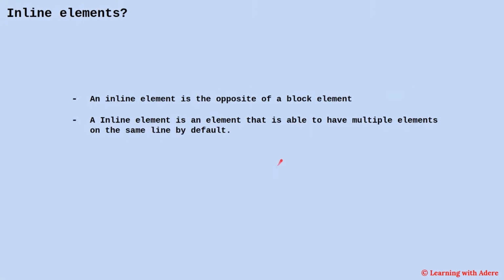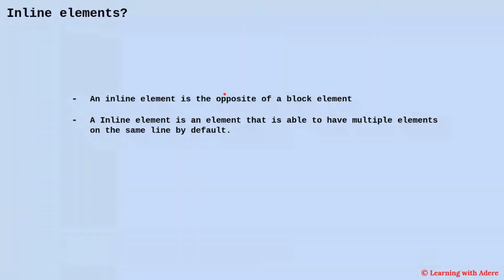The opposite of a block element is an inline element. An inline element is an element that is able to have multiple elements on the same line by default. This might be a little confusing to understand right now, so we're actually going to go into SoloLearn's code playground and test it out for ourselves, because once again, this is more of a visual thing. We can actually tell if an element is a block or inline element.